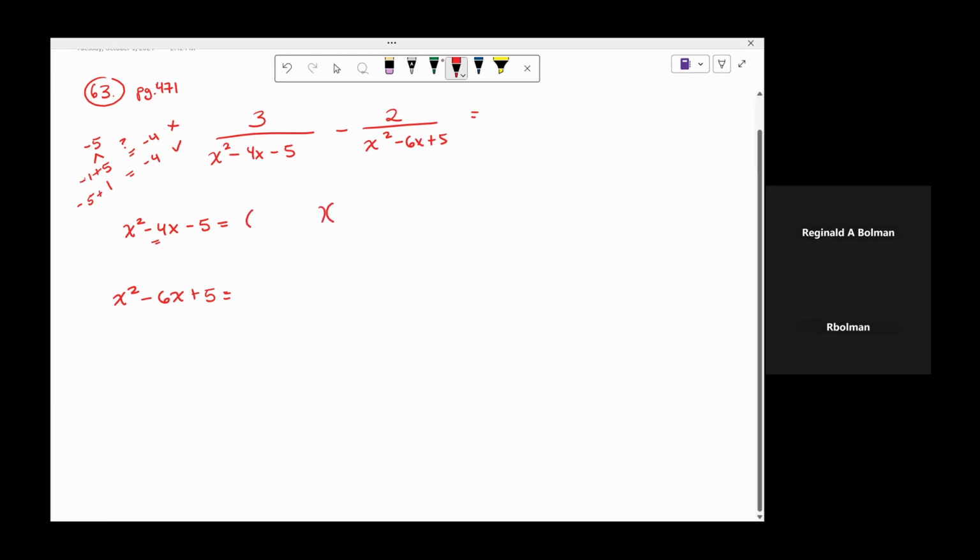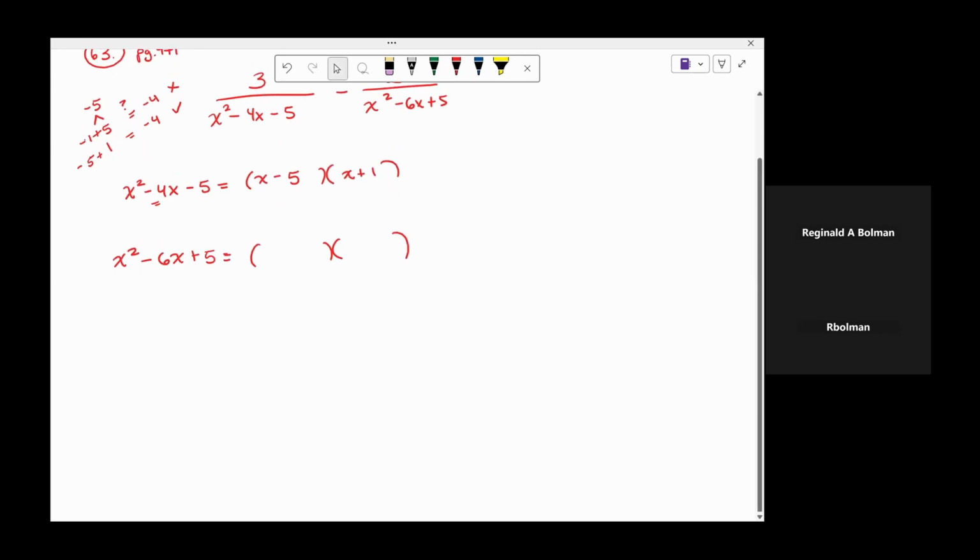And of course, you would be able to determine that, yes, indeed, -5 plus 1 gives you -4. And what we may learn from this is that the factors of x squared minus 4x minus 5 are going to be x minus 5 times x plus 1. Excellent.